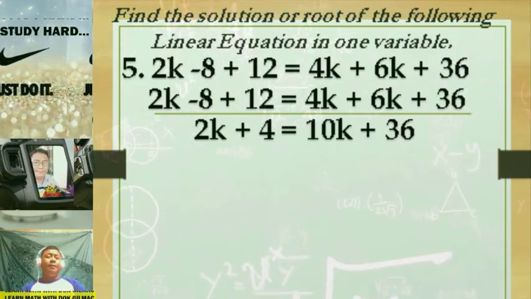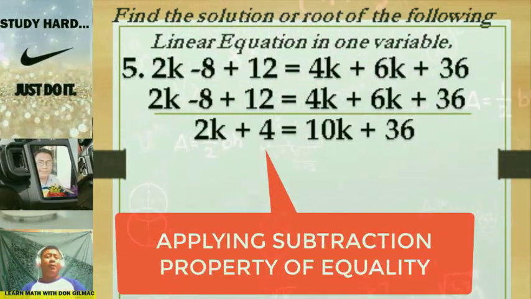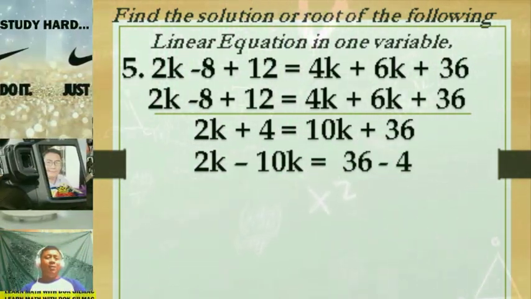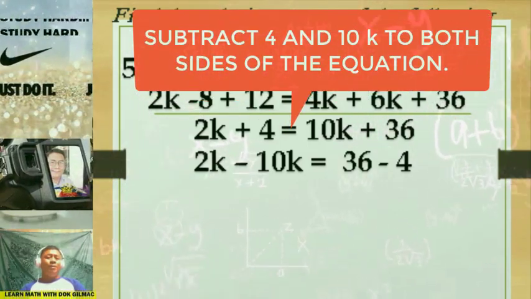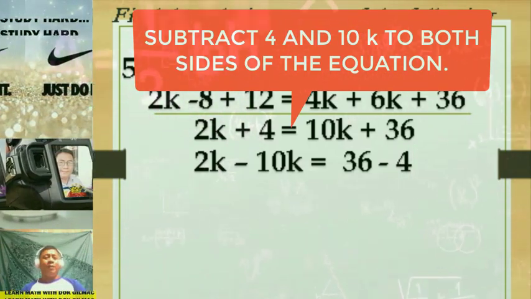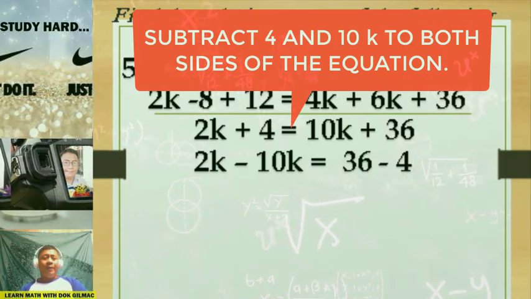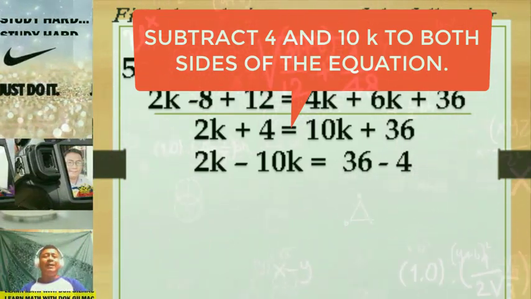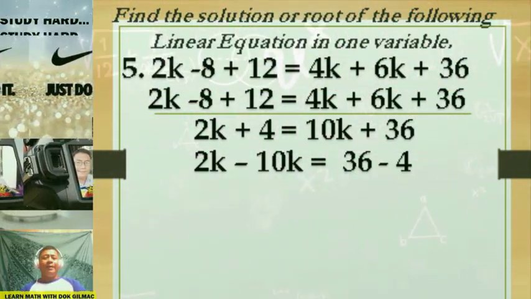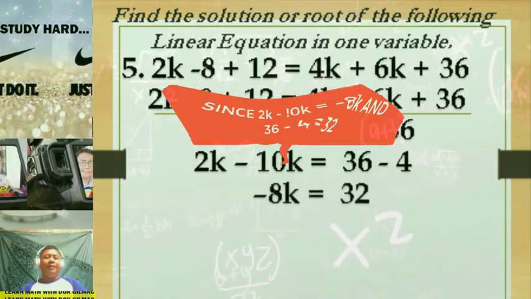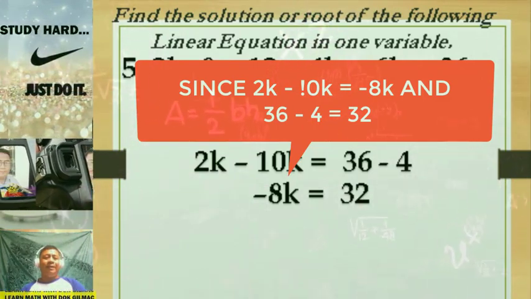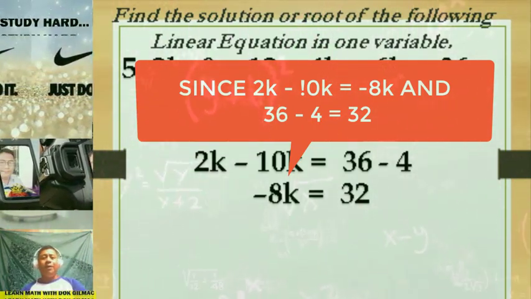Simplifying further, we can apply the subtraction property of equality. So we have 2k minus 10k, since we subtract 10k from both sides of the equation, and 4 from both sides of the equation. So we have 36 minus 4. 2k minus 10k is equal to 36 minus 4. Simplifying further, we have negative 8k is equal to 32, since 2k minus 10k is negative 8k, and 36 minus 4 is equal to 32.